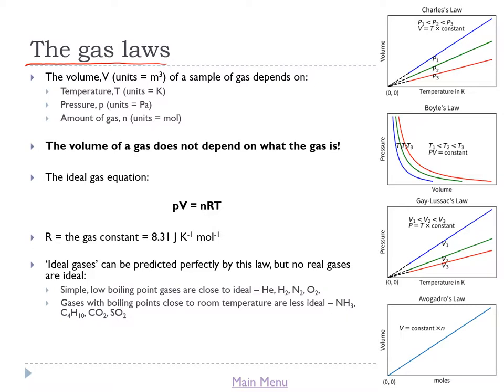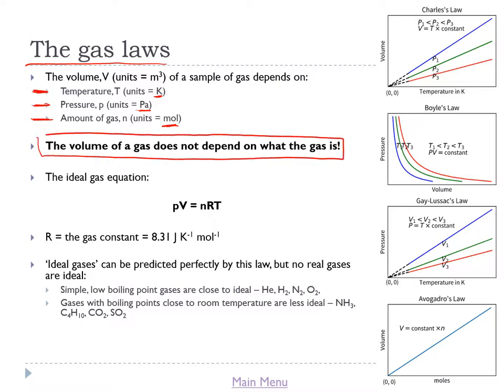And then you'd think about the gas itself. You'd think, I know, helium is made of tiny atoms, methane is made of big molecules, so methane takes up more space. And there you would be wrong, because what we find is that the volume of a gas depends on the temperature, and the units for that are in Kelvin, the pressure, the units for that are in pascals, the amount of gas, the units for that are moles. But importantly, it does not depend on what the gas is.